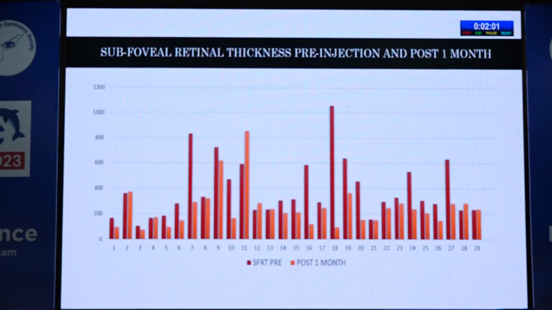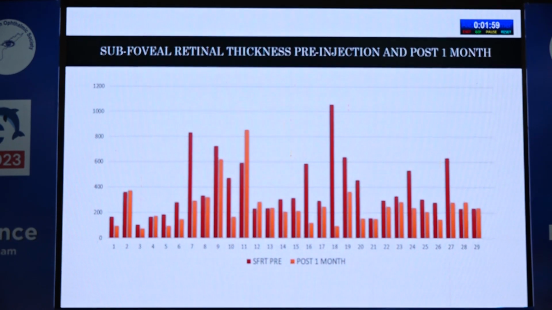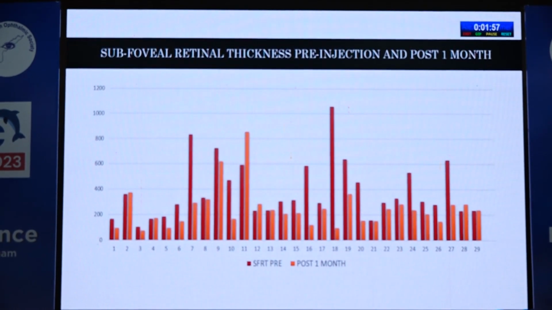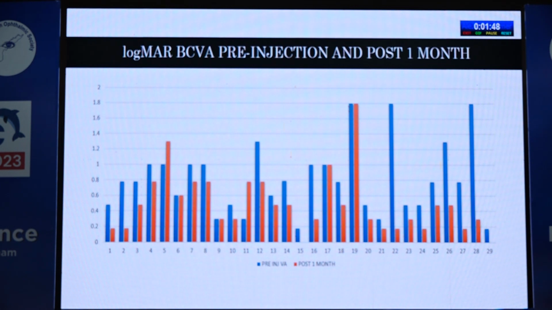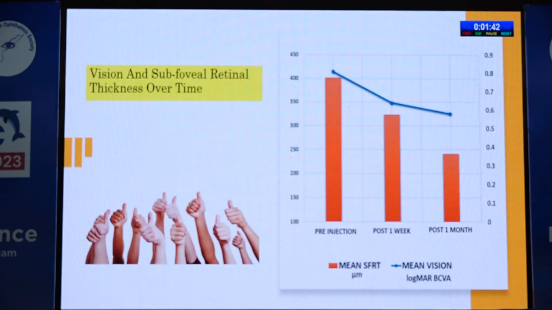So we have seen that many patients showed good results. In this chart, we have summarized the subfoveal retinal thickness pre and post injection after a period of 1 month for all the 29 patients. And in this chart, we have summarized the logMAR BCVA pre-injection and after 1 month for all the 29 patients. We saw that there was a significant reduction in the subfoveal retinal thickness over the period of 1 month, along with improvement in visual acuity.